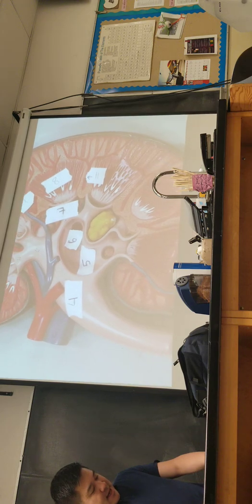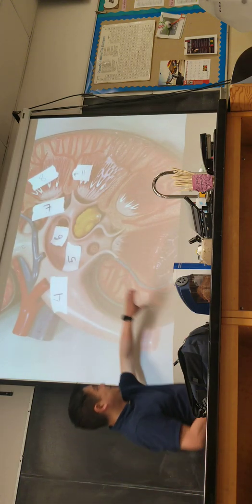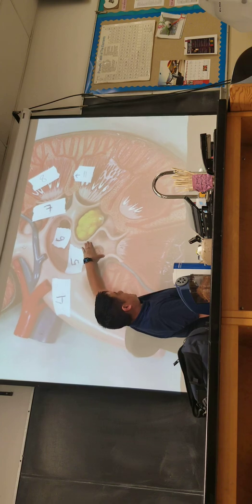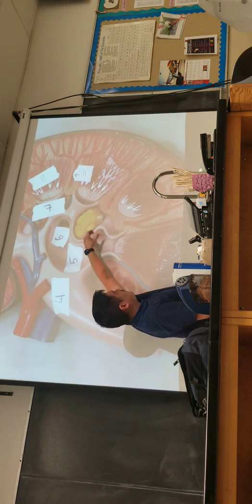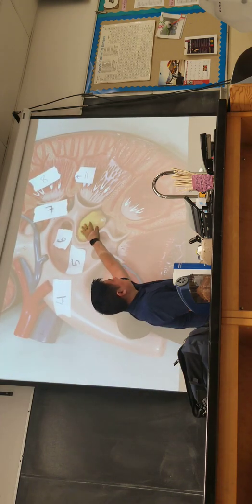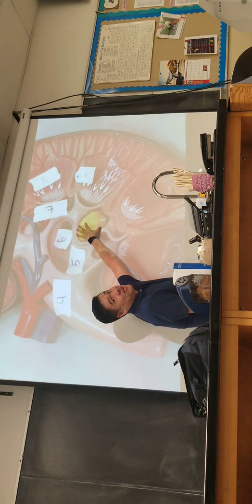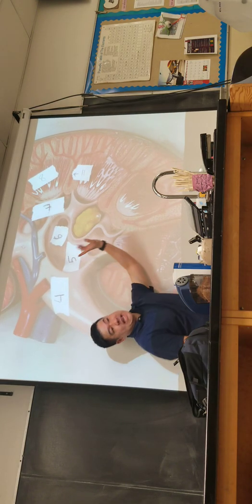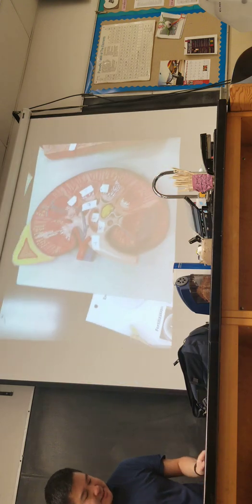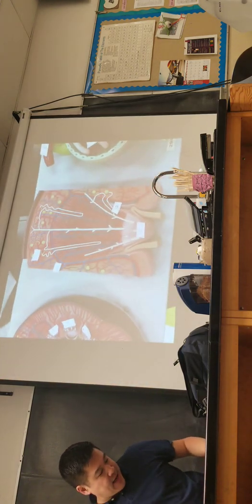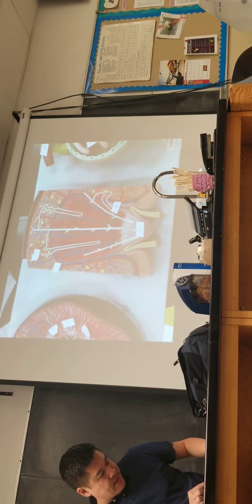And then, what's this? Major calyx. And this is outside of the pelvis. This is the renal sinus. Okay, all right.